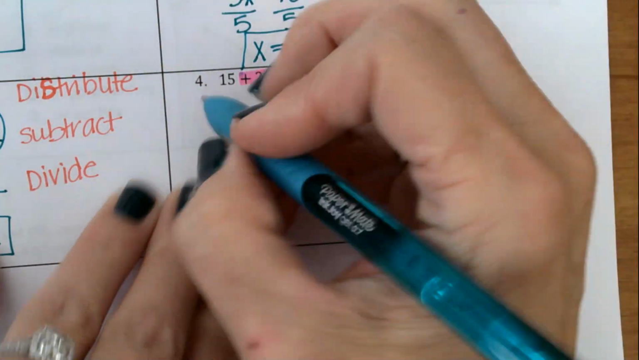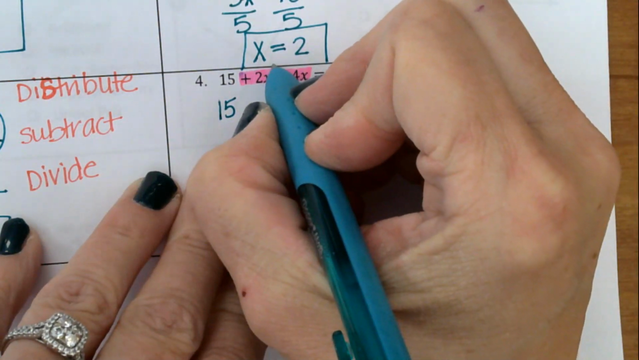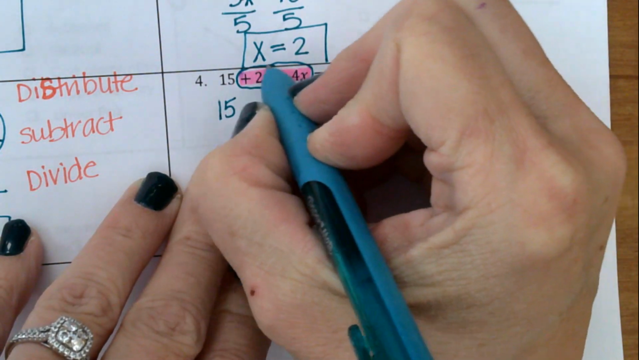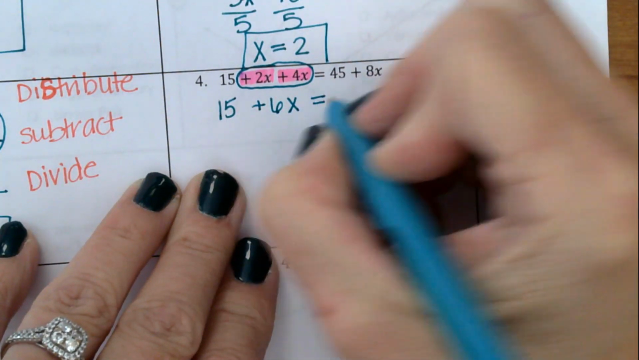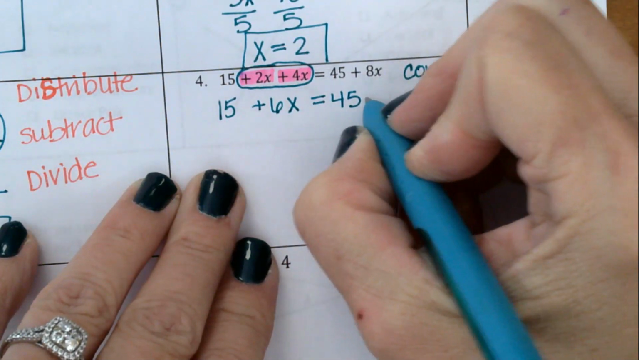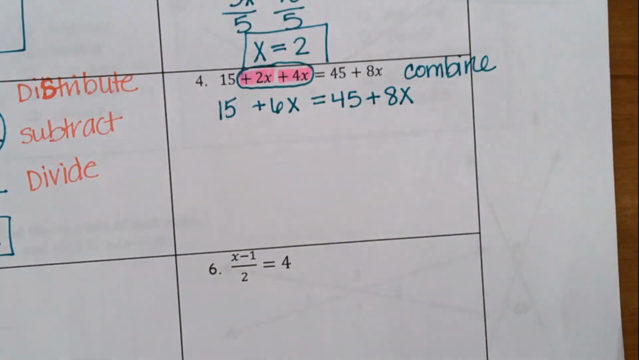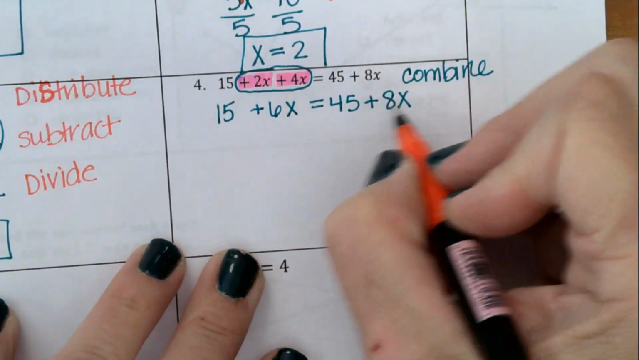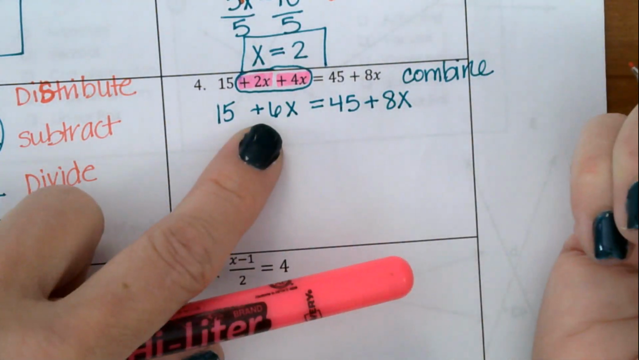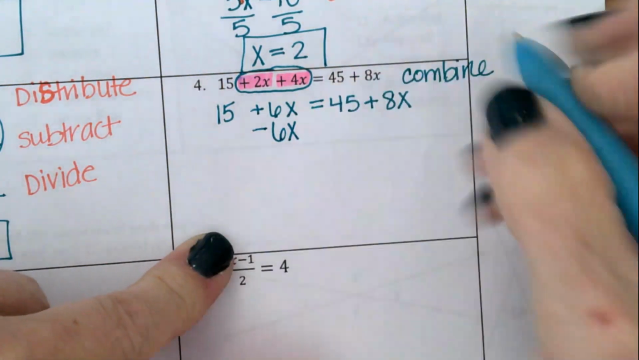Yeah? So we have 15. Just write it down. I haven't done anything with it yet. Okay, now let's combine these. 2 plus 4. So 6x equal sign 45 and 8x. Okay, who's older? 8 or 6? Okay, so we're going to be moving this 6x over there. What's the opposite of 6? Negative 6x. Please don't leave the x off.